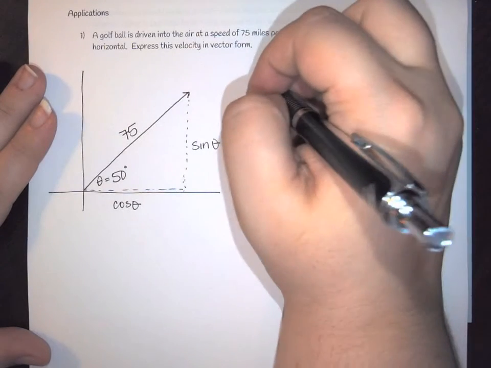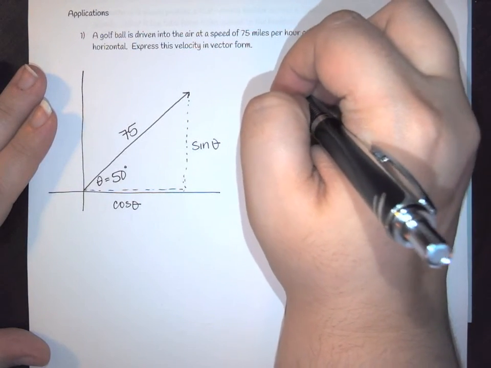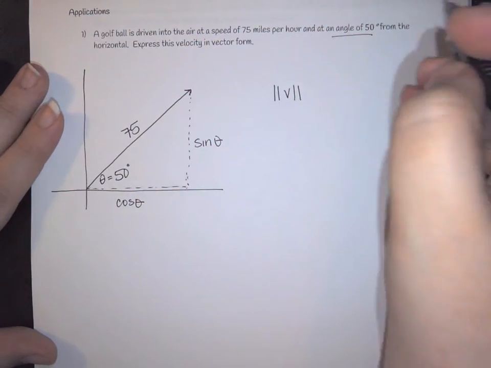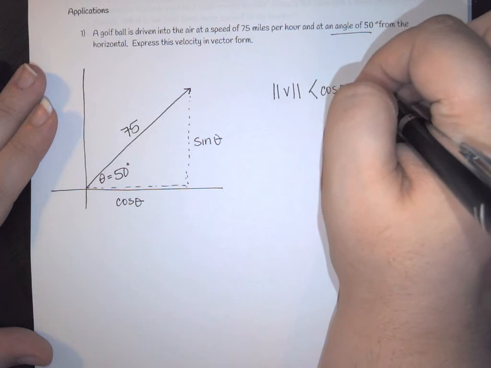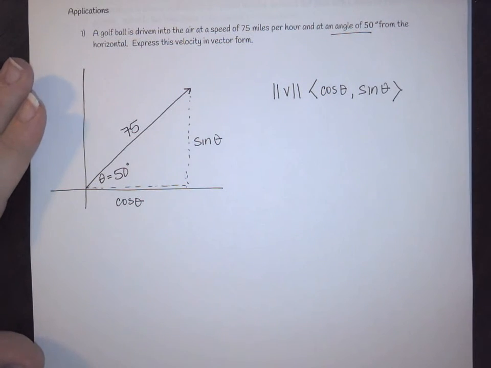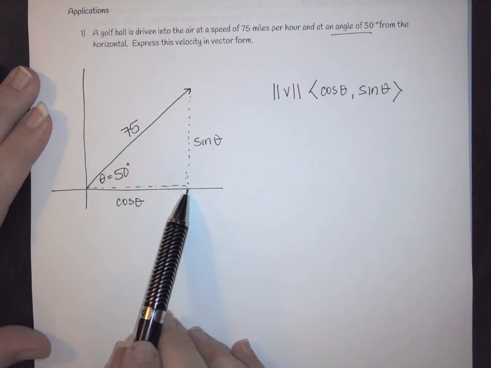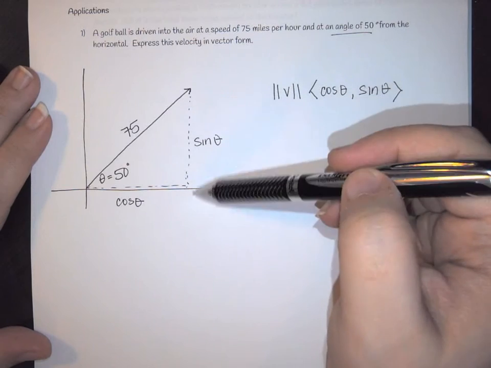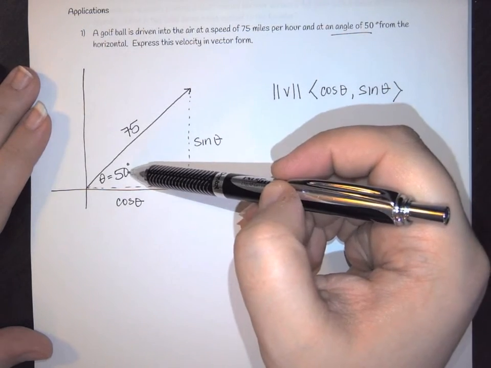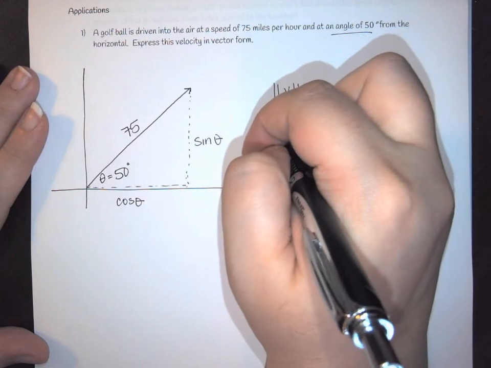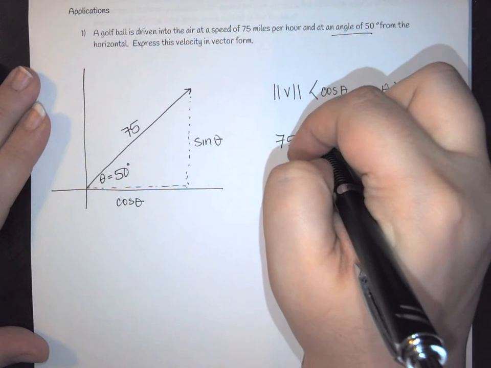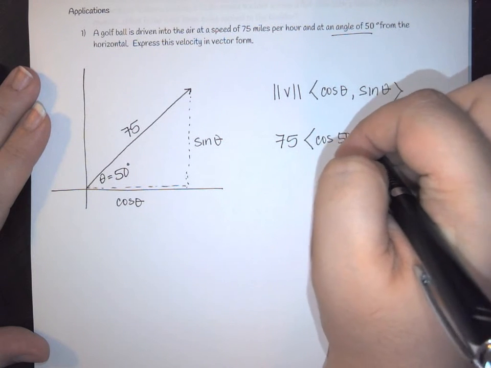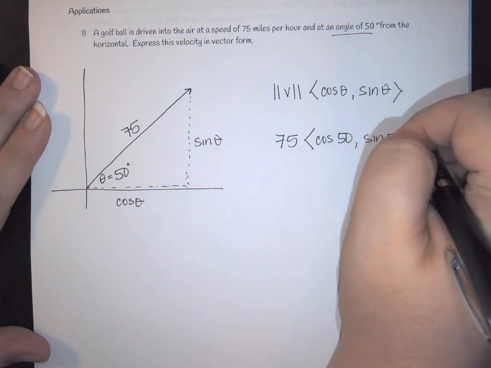What we have to remember here is the formula that we're using is your magnitude times the cosine of your angle and the sine of your angle. Okay. Now in this case, my horizontal here I don't have a value for, and I don't have a value for my vertical, but I do have an angle here. So what we're doing is this is going to end up being 75, and then I'm going to have the cosine of 50 and the sine of 50.